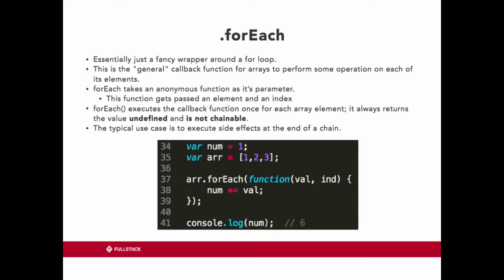So what array.forEach does is it goes through every element in your array, and it executes a function on it, passing into that function these arguments, where the first one is going to be the value of the array element, and the second one is going to be the index of the array.